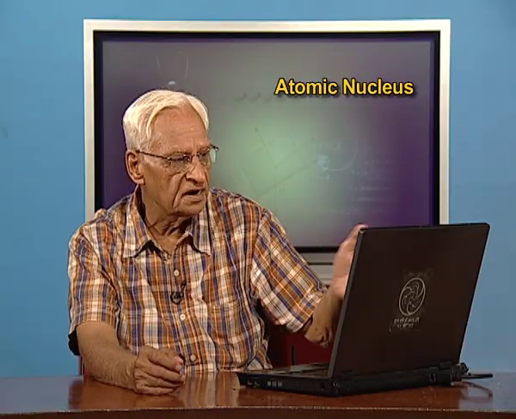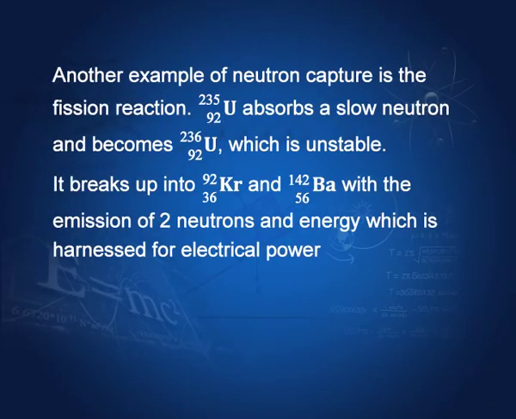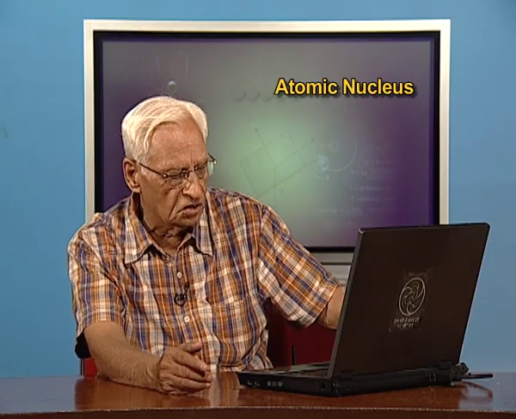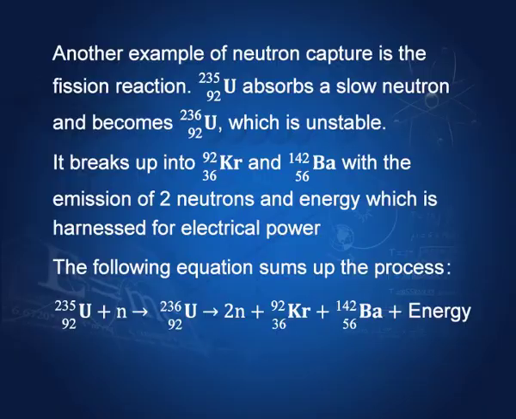Another example of neutron capture is the fission reaction. You see here, this is uranium-235. I think you are familiar with this, with atomic number 92. It absorbs a neutron. This becomes uranium-236 with atomic number 92, which now emits 2 neutrons plus 2 nuclei, krypton and barium, and also a lot of energy. You can see in this equation, I shall deal with it also later, that the number of nucleons is conserved as well as the charge is conserved.